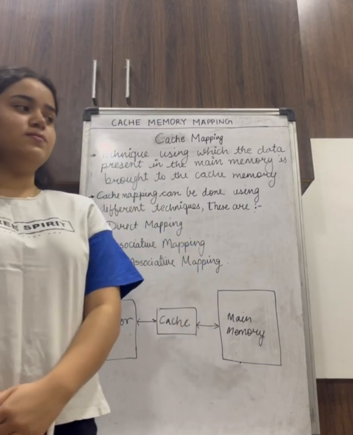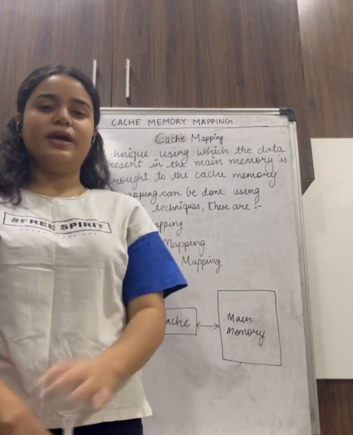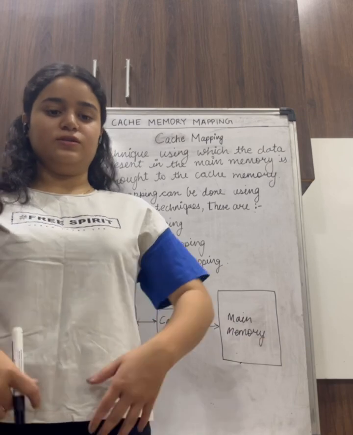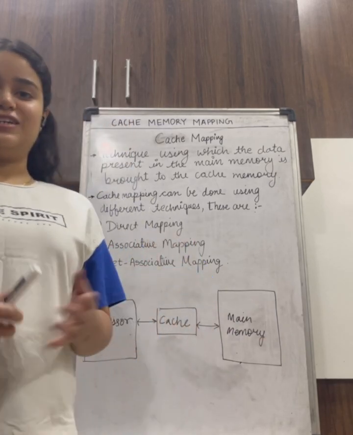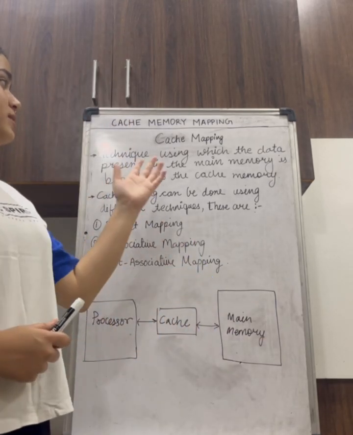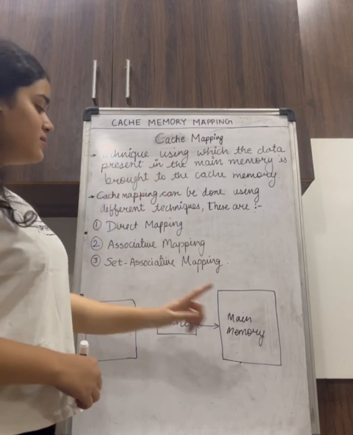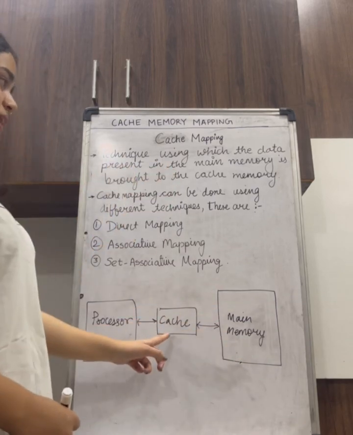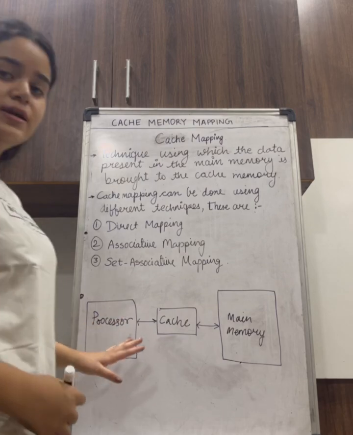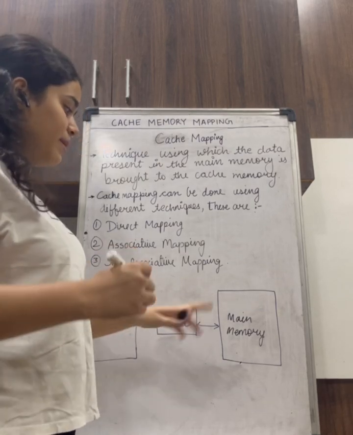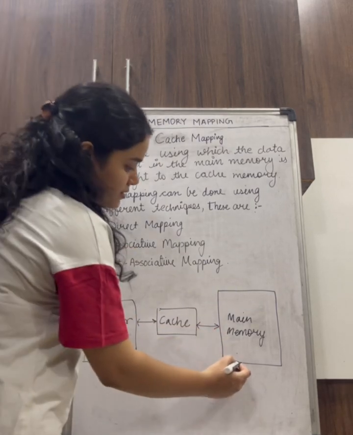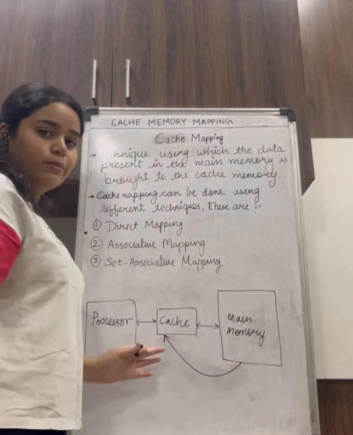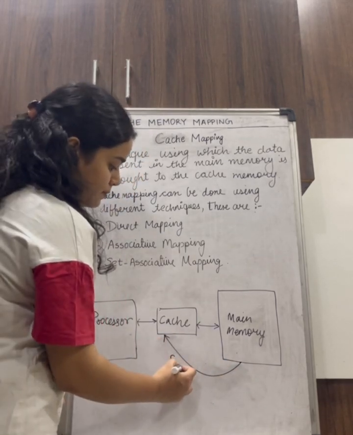Hello everyone, in this video I am going to be covering the topic cache mapping in computer organization. So first we will understand what is cache mapping. Cache mapping is a technique using which the data present in the main memory is brought to the cache memory and then the data is used by the processor. But the method or process of bringing this data from main memory to cache memory is called cache mapping.